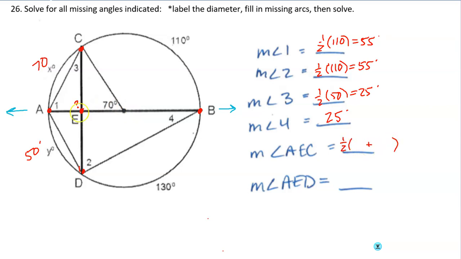So I need the 2 arcs. So go this way. This arc is 70, plus go the exact opposite way. That whole arc is 130. So I'm doing half of 200, which gives me 100. And then how much is AED? Well, again, if you're smart, you could say, oh, well, if this is 100, AED, which is the neighbor, should be a linear pair. So that would mean AED is 80 because they should add up to 180.